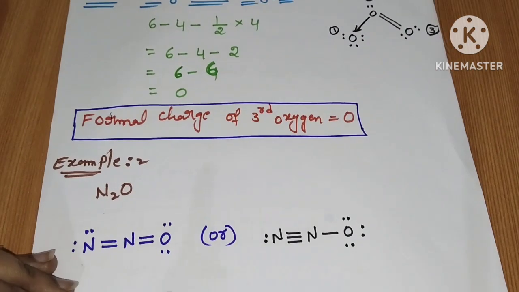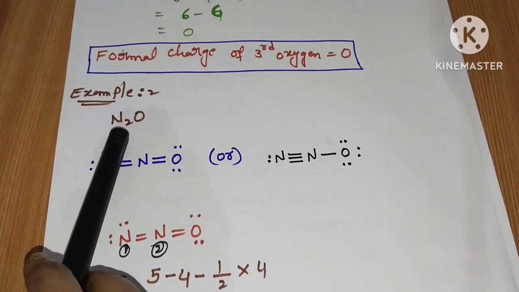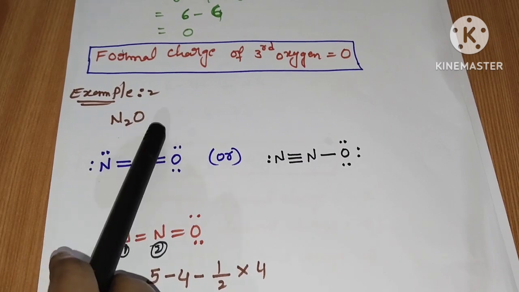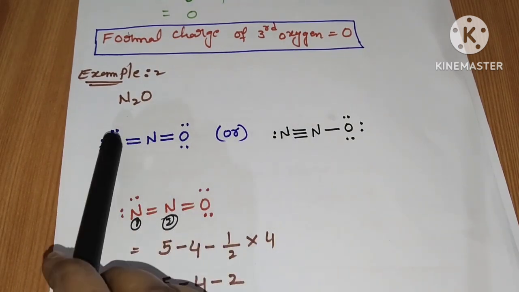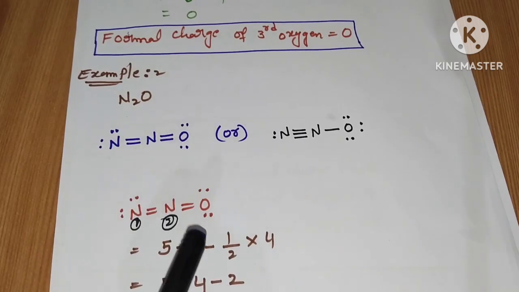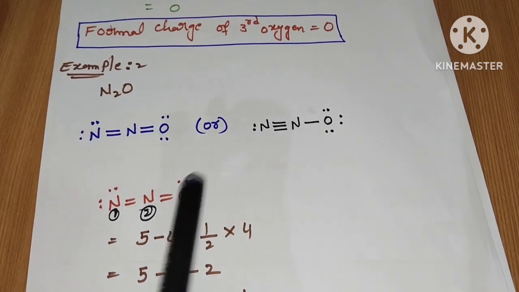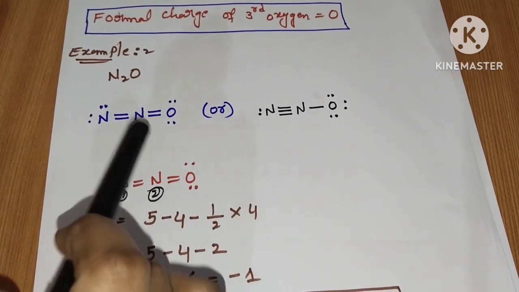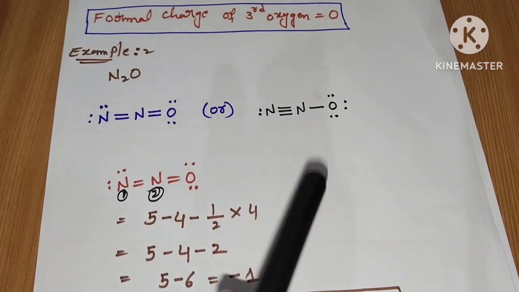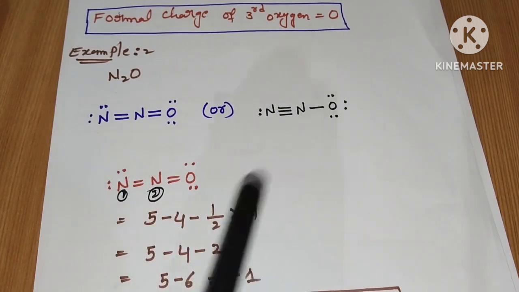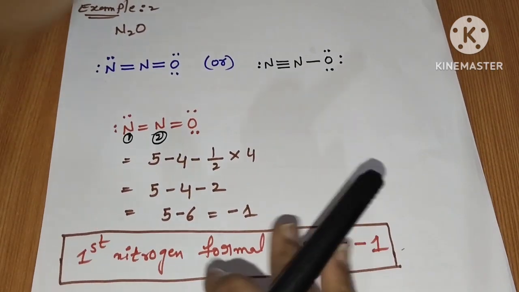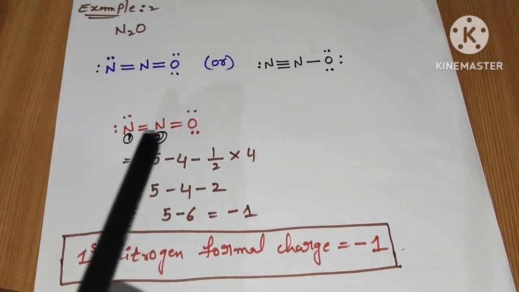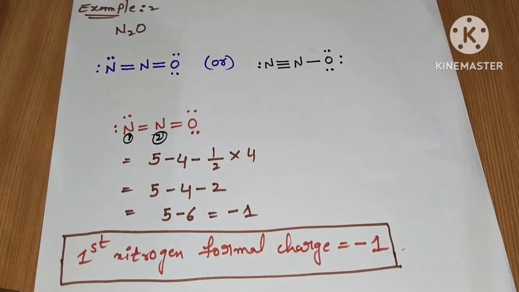Next, look at the second example. Here I am taking nitrous oxide, or laughing gas. We can write two structures for this nitrous oxide. First, we will calculate the formal charges of the first structure, then we will calculate the second structure. Here, this is the first nitrogen. This is the second nitrogen.